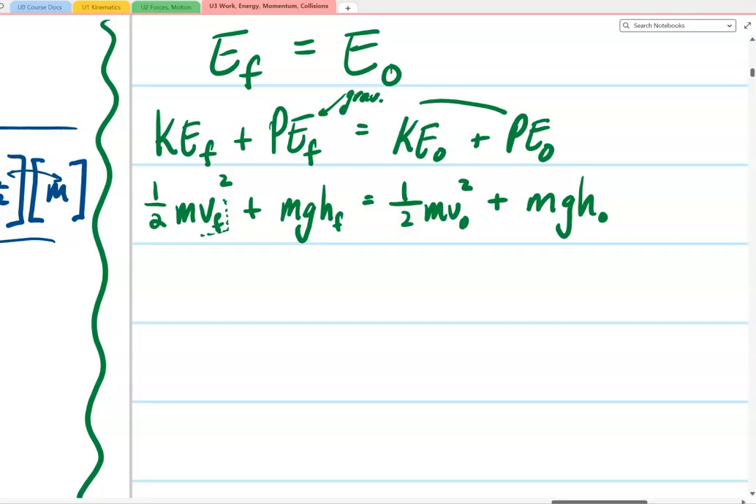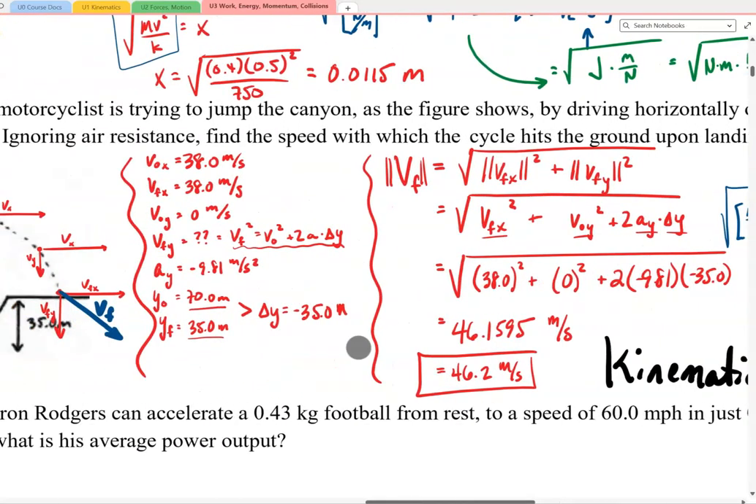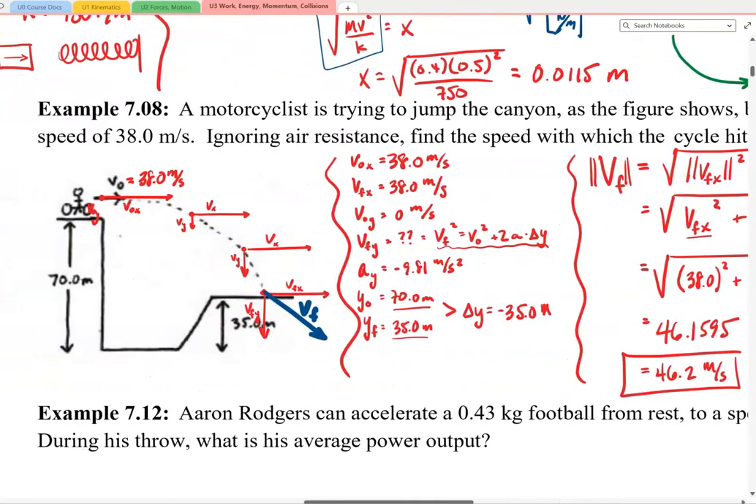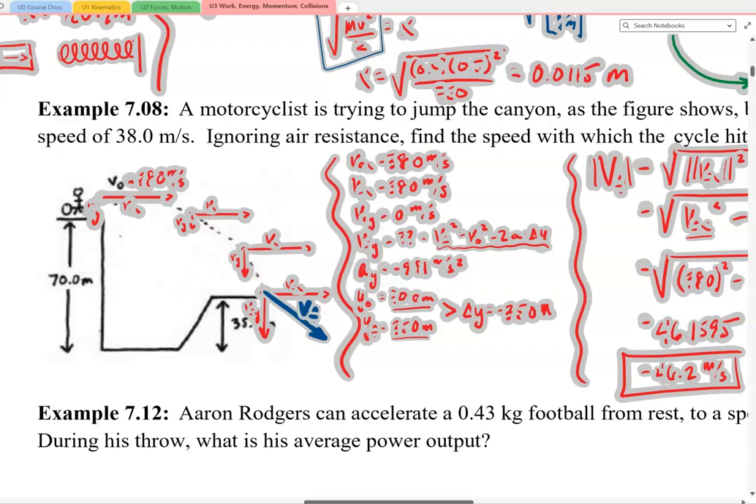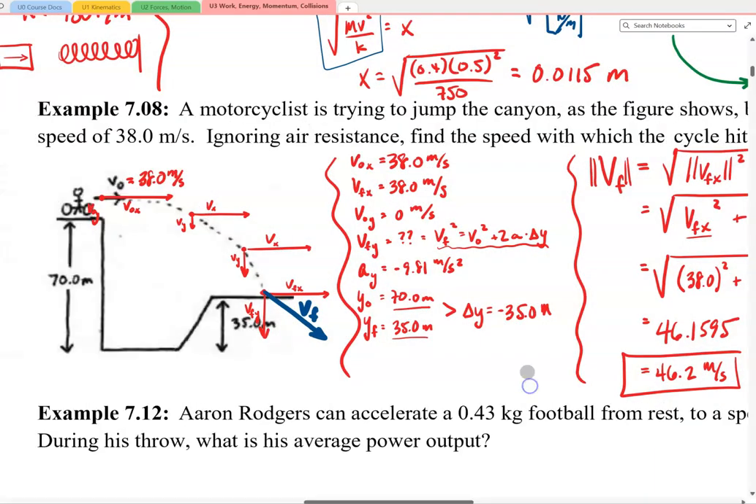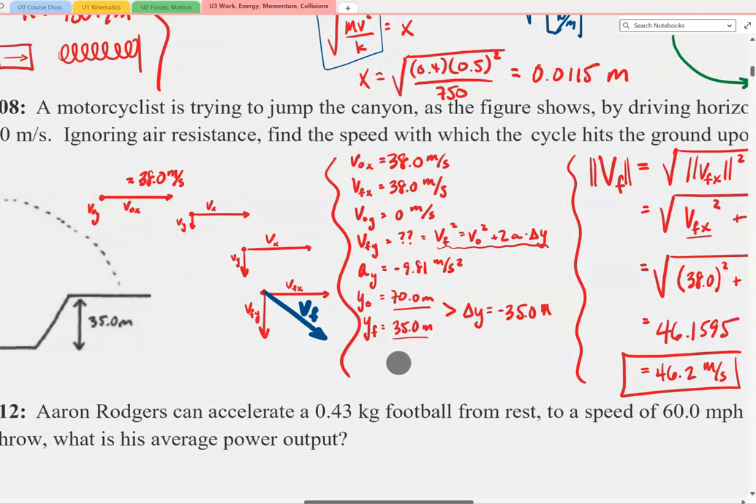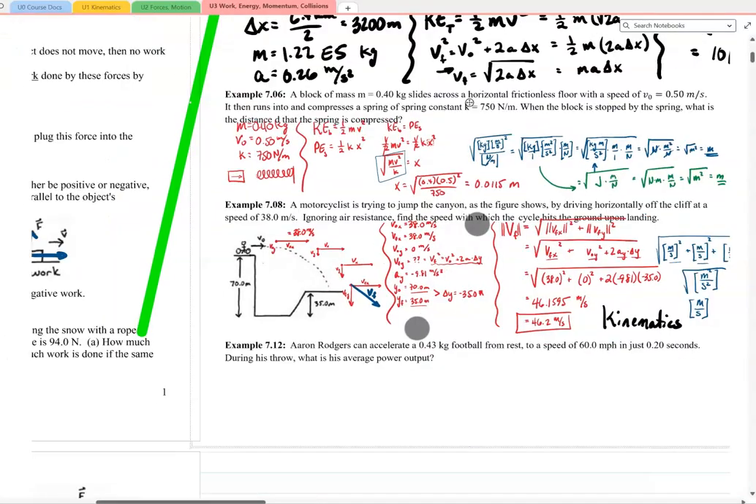Now, our goal is to find the final velocity of the motorcycle and rider combo. And back here, we had to worry about the horizontal and vertical components that went together to make this diagonal velocity. But that's precisely what our formula here is actually allowing us to compute. Let's see if I can slide this thing back over.